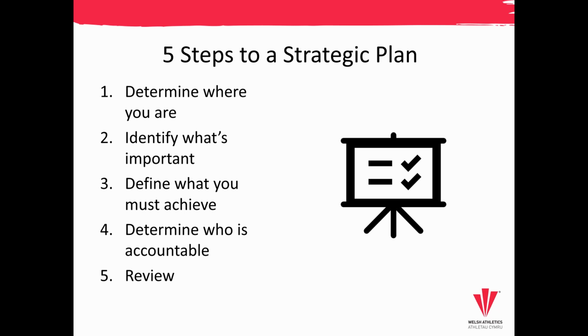Number 2, identify what's important. Where do you want to take your club over time? This sets the direction of the club over the long term and helps to identify the club's mission and vision if it's not already been defined. From this analysis, you can establish the priorities that need to be focused on.